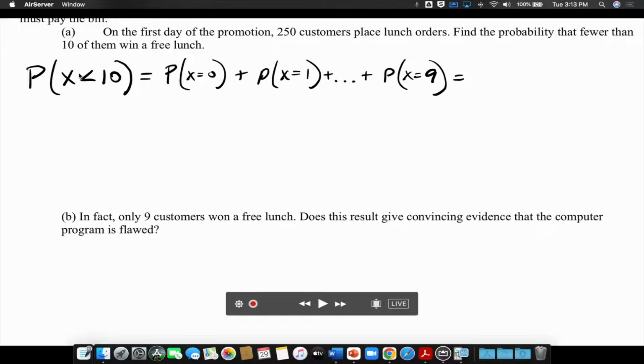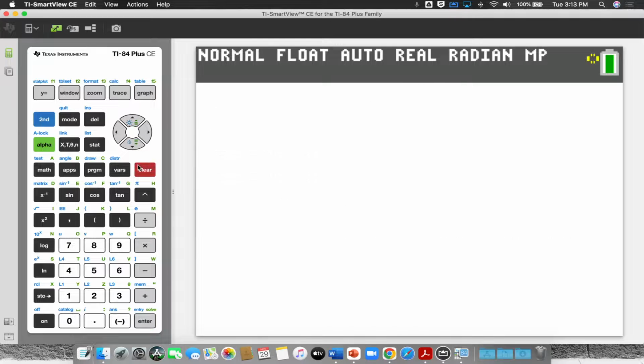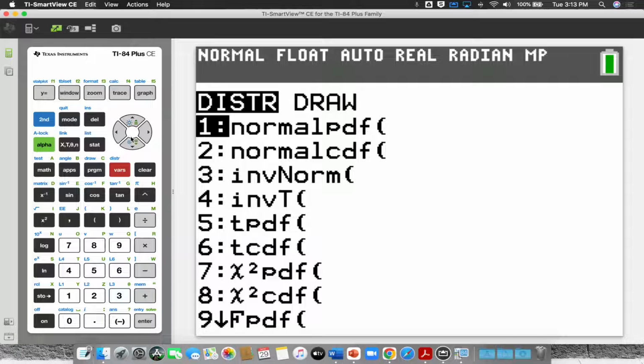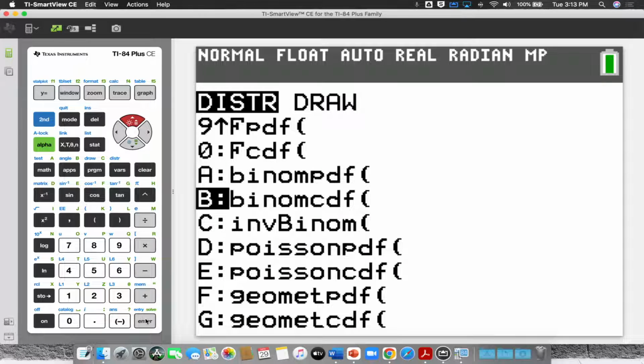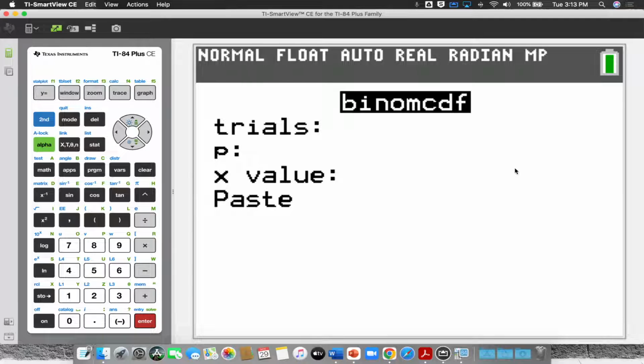Okay, let me go to my calculator. Distribution, binom CDF, fixed number of trials. How many trials are there? 250. Probability of success, what did we say? 4 out of 52. 4 divided by 52. X value. What number are we going to put in here? This is where it gets a little tricky with the X value.